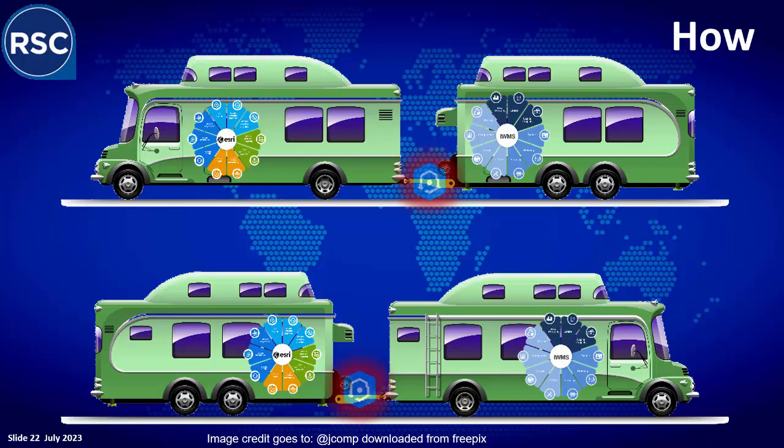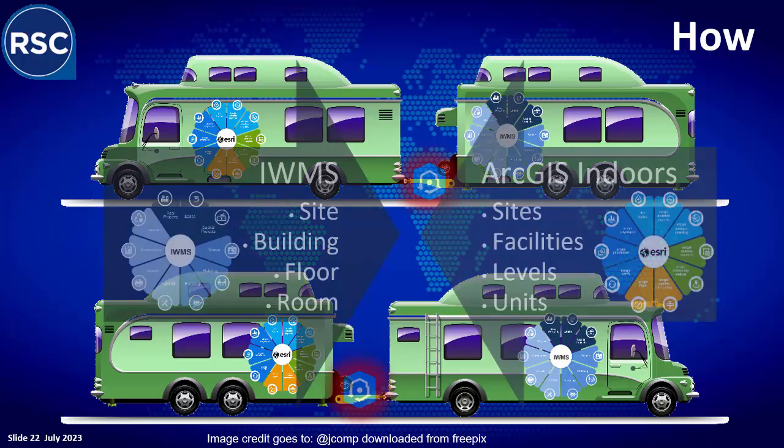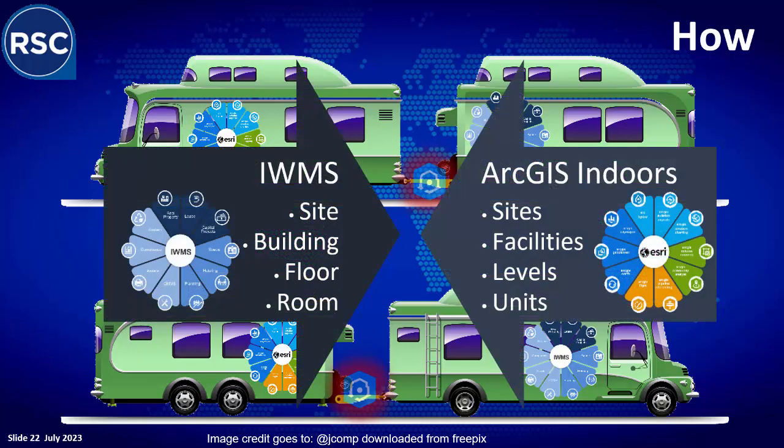Why? Because an IWMS system categorizes most of your spaces by site, building, floor, and room. ArcGIS uses sites, facilities, levels, and units, and they equal one another. Once those two things are matched together, both worlds are shown to you and your company. And now you have a comprehensive asset tracking system for both indoors and outdoors.